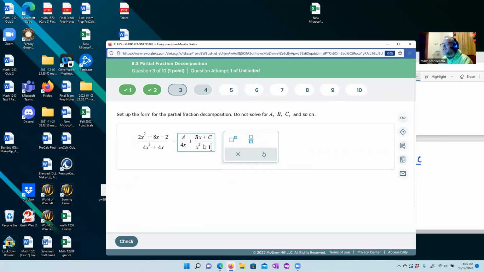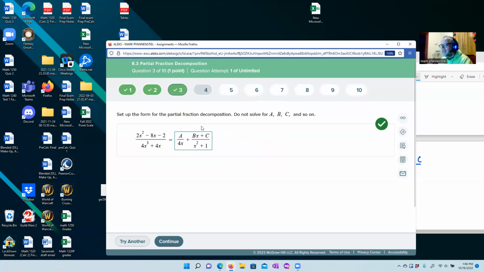But again, they're just taking us through the different permutations of things that could happen. It's important to practice these. I know they seem a little bit easier. That's why we're not solving for A, B, and C just yet. They just want us to practice setting these up. So just make sure: this is an irreducible quadratic, we have a linear term on top of this. Okay, check.